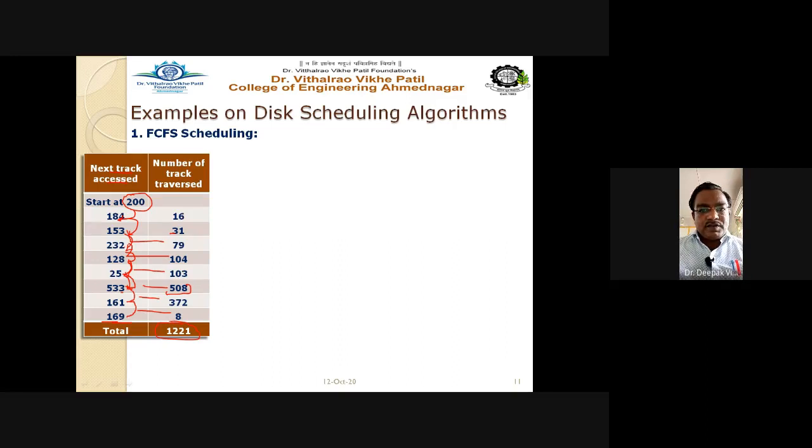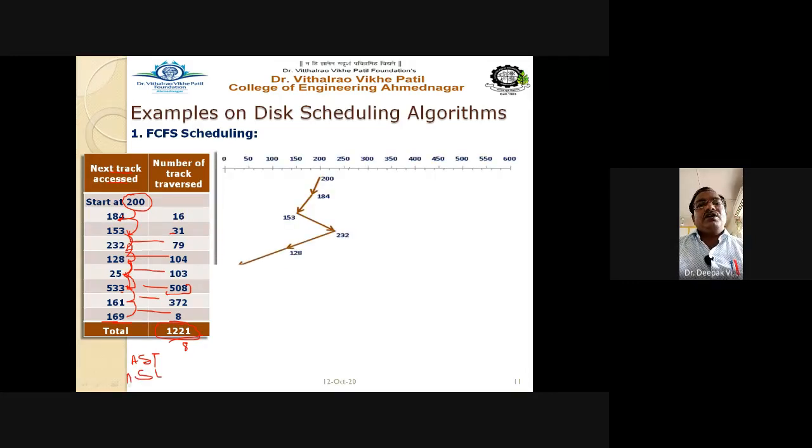distance traveled by that particular disk arm to service all the requests is 1221, divided by how many requests there are. There are 8 requests. So you will get your average seek time, AST, or you can also call it the average seek length. This is the way it executes.